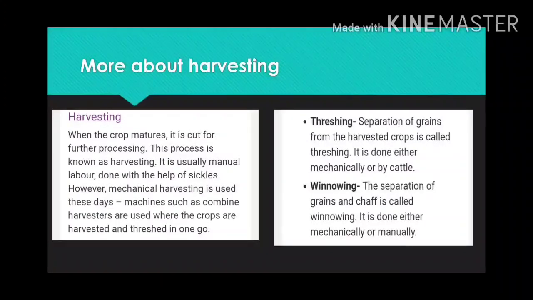Now what is threshing? Separating of grains from the harvested crop is called threshing. It is done either mechanically or by cattle. Now what is winnowing? The separation of grains and chaff is called winnowing. It is done either mechanically or manually.